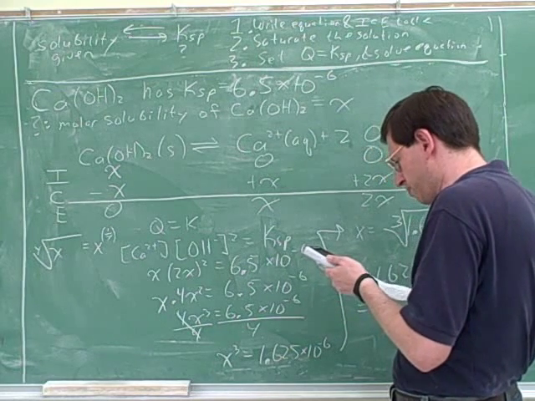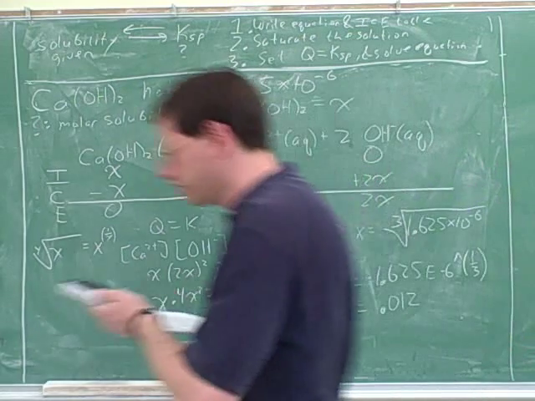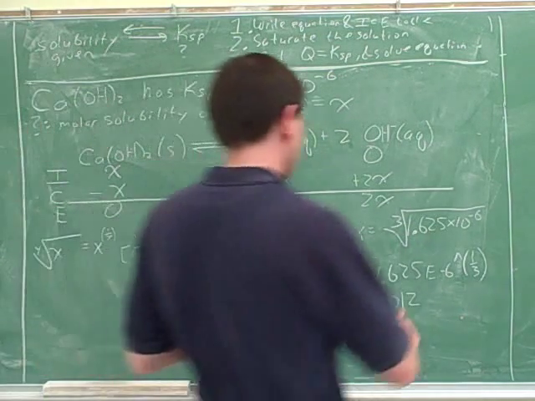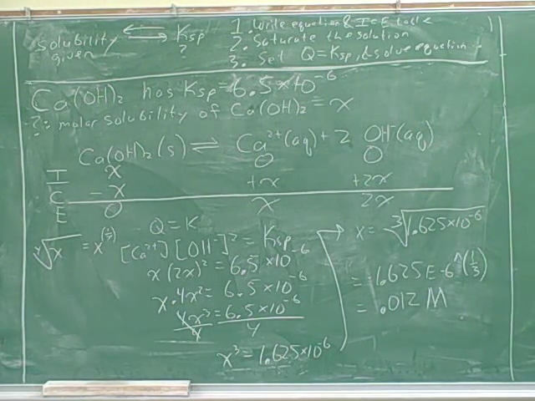So I think we can round that to 0.012. What are the units on that? Oh, it's going to be molars. Right, 0.012 molars, and then we just plug this into the equation. The calcium 2 plus will be 0.012, and this just multiplied.